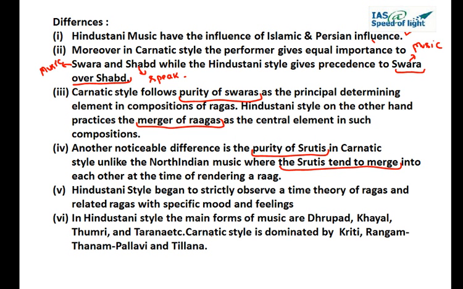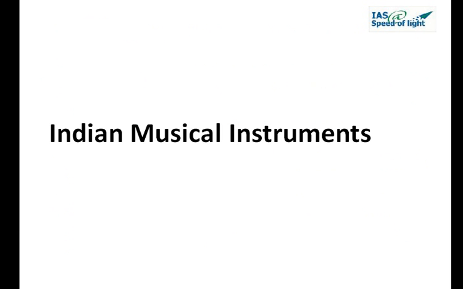Hindustani style began to strictly observe a time theory of ragas. We have already seen the time theory of ragas: the different seasons of the year and the different times of the day are associated with a particular raga, and the related ragas with a specific mood and feeling, while the same is not practiced in Carnatic music. In Hindustani style, the main forms of music are Dhrupad, Khayal, Thumri, Tarana, etc. We have seen all these things. And Carnatic style is dominated by Kriti, Ragam, Thanam, Pallavi, and Tillana, derived from Tarana. These are the forms of singing in Carnatic music.